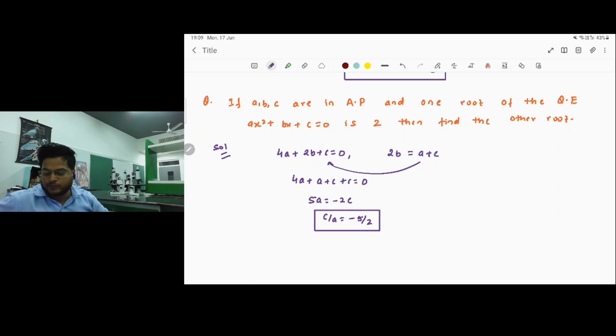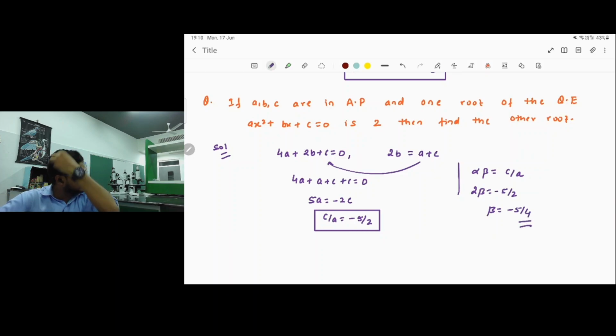Now you know that product of the roots equals c by a, isn't it? So let's say that alpha is 2. So you got 2 beta equals minus 5 by 2. So beta equals how much? Minus 5 by 4. So the other root is going to be minus 5 by 4. Right?